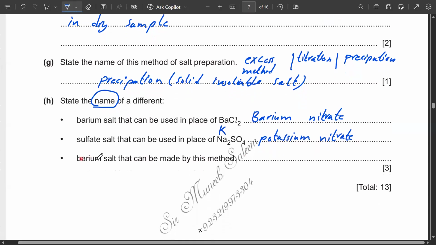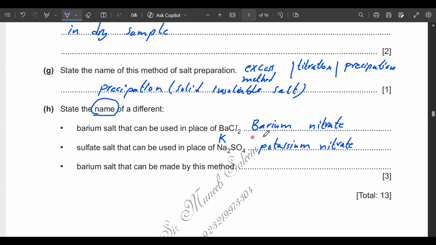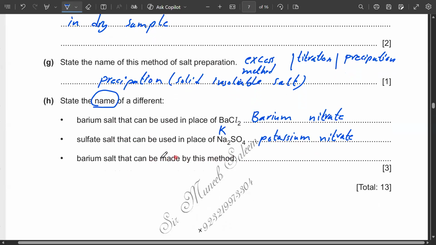And then the third part: aerosol can be made by this method. If you are making the barium salt, it must be solid and insoluble. One of them was barium sulfate. This was insoluble. What could be the other type of salt that can be insoluble?